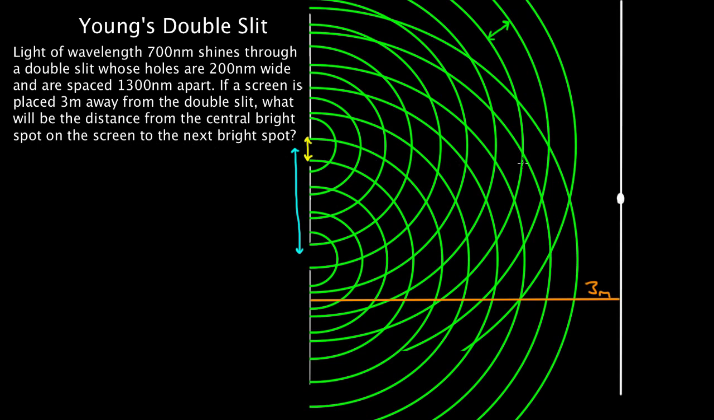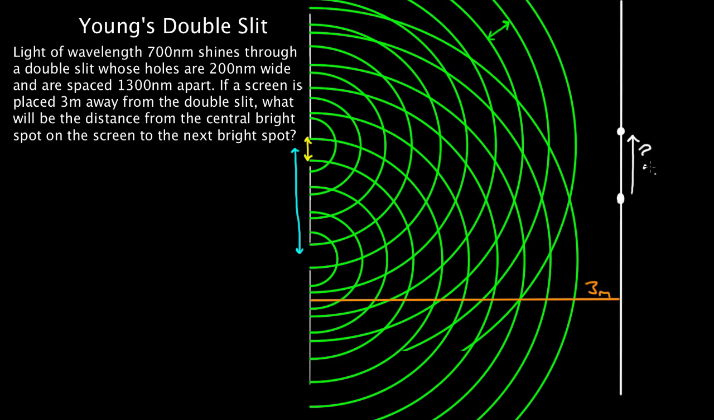How far would it be from that point vertically to our next one? Our next one's right here. You can see these lines of constructive interference. This one's about right here. So the question is, how far is this distance right here? How do we figure this out?